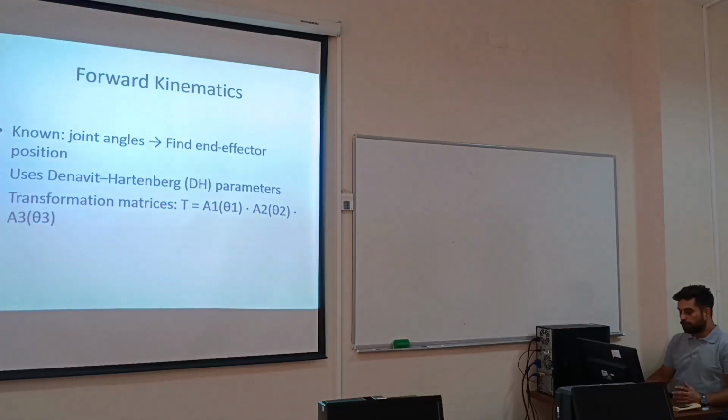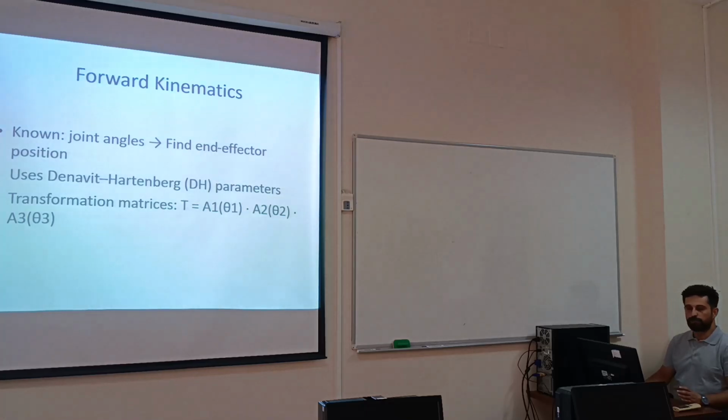Using the Denavit-Hartenberg convention, we define coordinate frames for each joint and express the transformation between them. By multiplying these transformation matrices, we can compute the position and orientation of the end effector. For example, rotating the base by 30 degrees, raising the shoulder by 45 degrees, and bending the elbow by 20 degrees will result in a specific position of the gripper in 3D space.